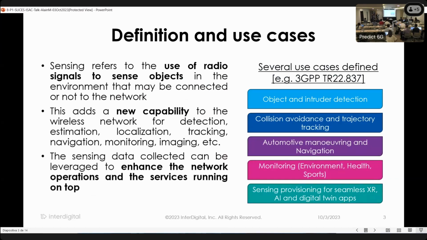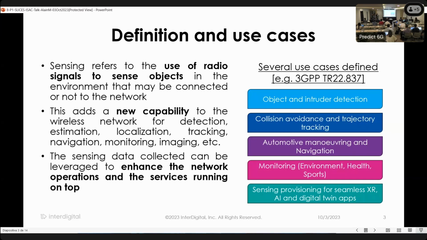And so what kind of scenarios are we talking about here? Detection, estimation, localization, tracking, navigation, monitoring, imaging, all these kinds of user scenarios that would benefit from that capability. So what do we do with that sensing data that we are collecting inherently now from within the network? We use it to optimize the performance of the network, so the network becomes more agile and more adapted based on that data that we are collecting and the analytics that we can derive out of it. And second, we also optimize the services that are running on top of the network. So these are the two key usages of that data that's collected.